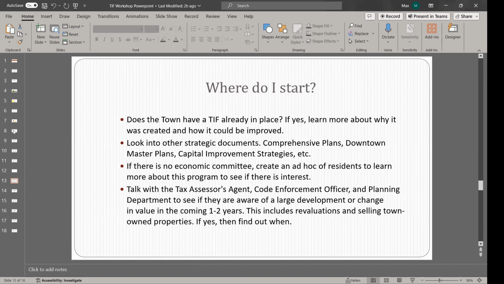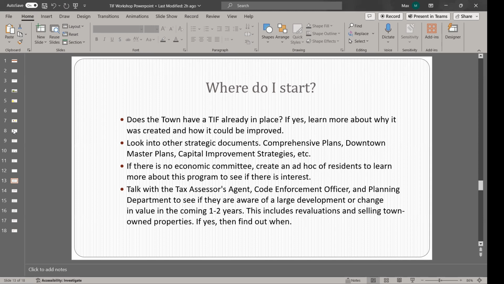And talk with your tax assessor's agent, your code enforcement officer, planning department, just to see if there's going to be some large development or change in value in the coming 1 to 2 years. This does include revaluations and the selling of town-owned property. If yes, find out when, because that is going to be important for deadlines that you'll have to face later on. Really, it boils down to 2 questions you have to ask yourself.